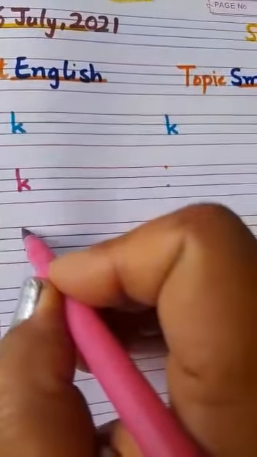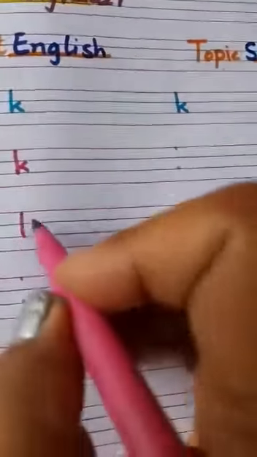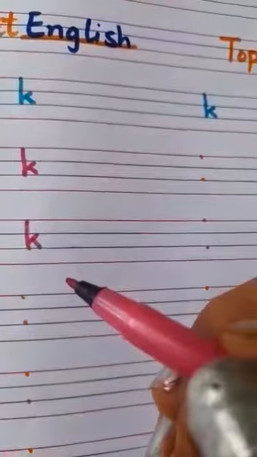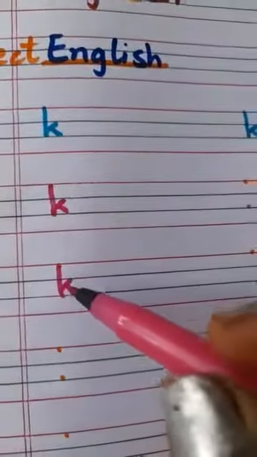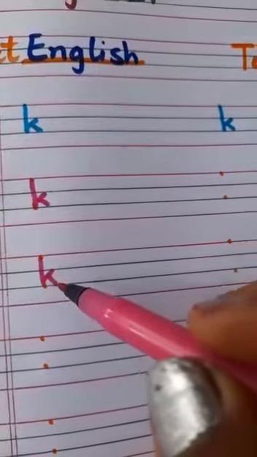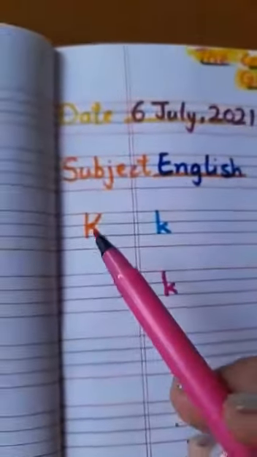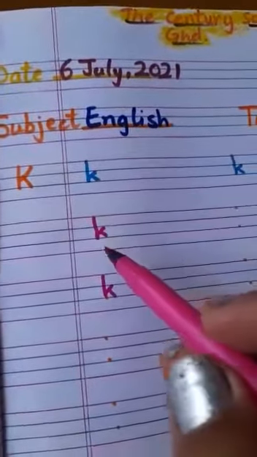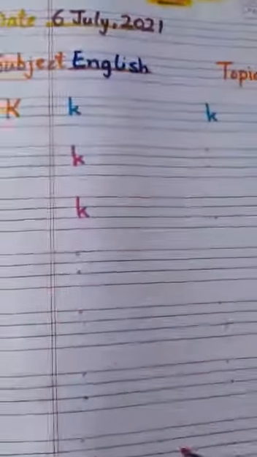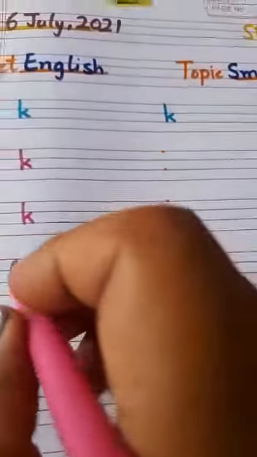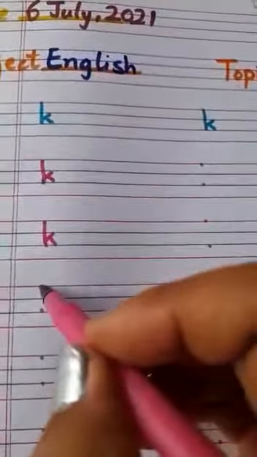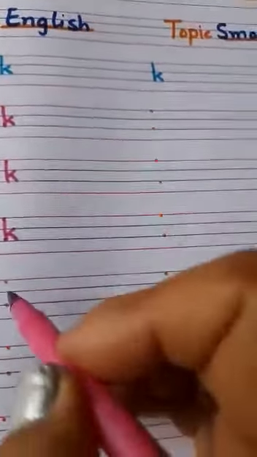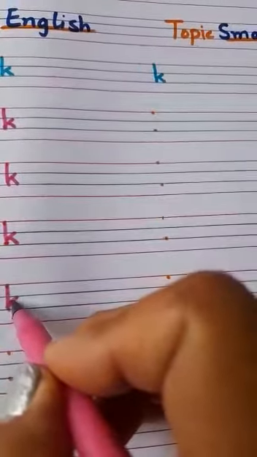Again see, make straight line, then slant line, then slant line. This is K. This is capital K and this is small k. Okay, this is K. We will write K in black line to black line. This is K. Phonic sound of K is K.